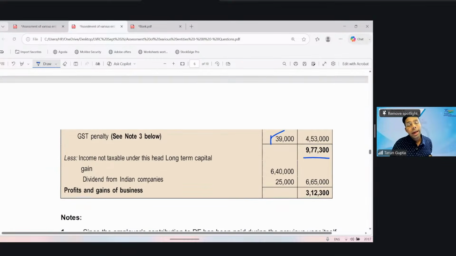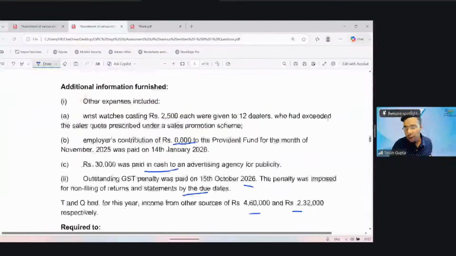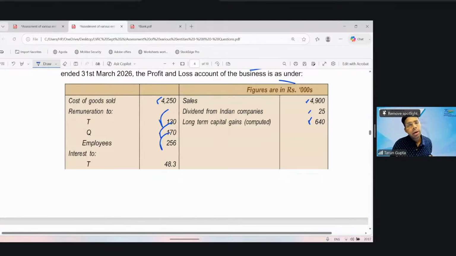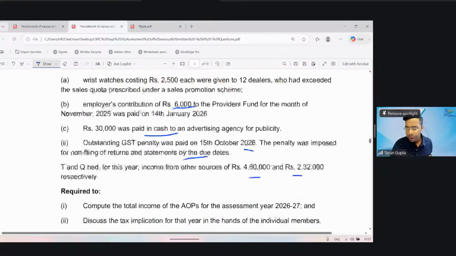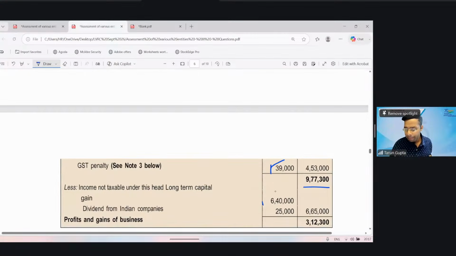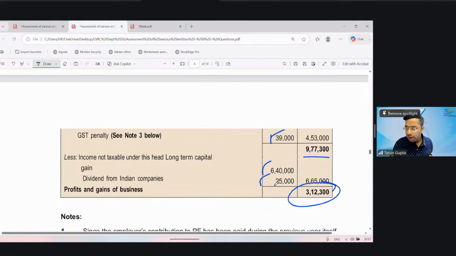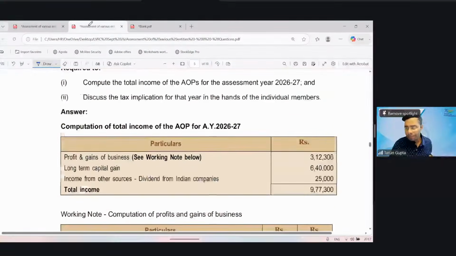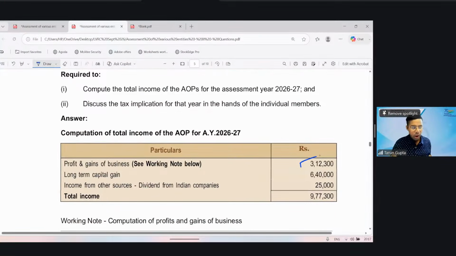Now the income credited to the P&L account but not taxable under PGBP shall be reduced. This is dividend and long-term capital gains. So this amount, 3,12,300, is the PGBP. The long-term capital gain of 6,40,000 is taxable under capital gains and the 25,000 dividend is taxable under other sources. This is the total income of the AOP.